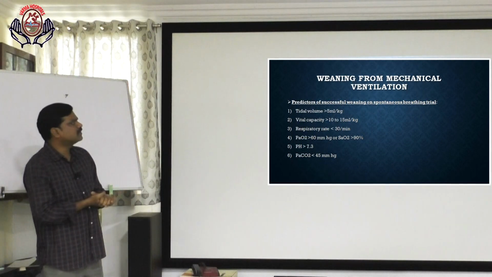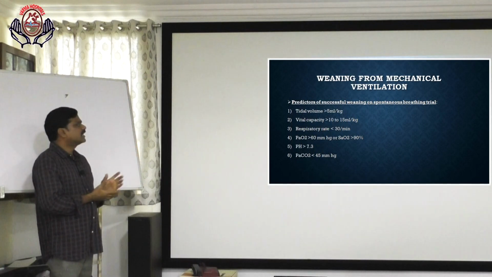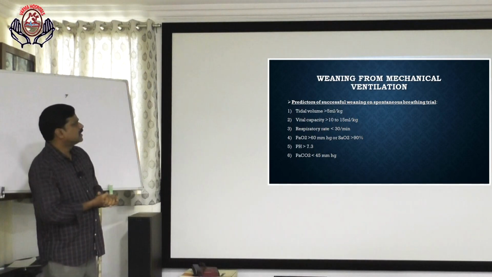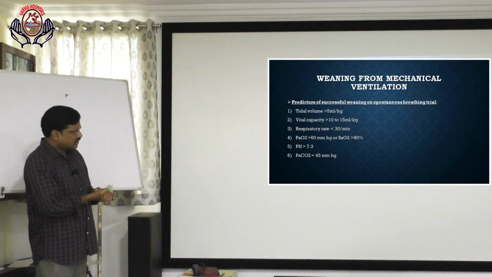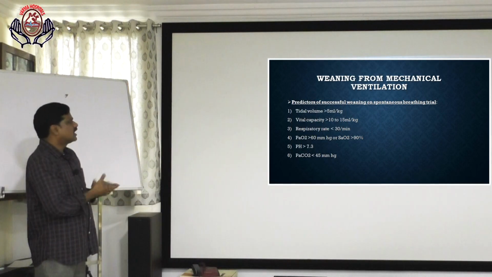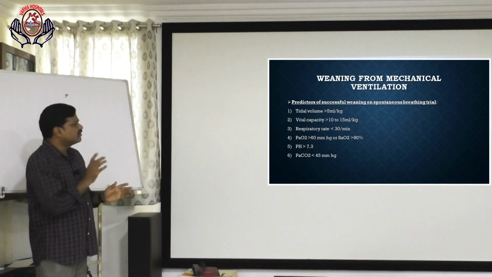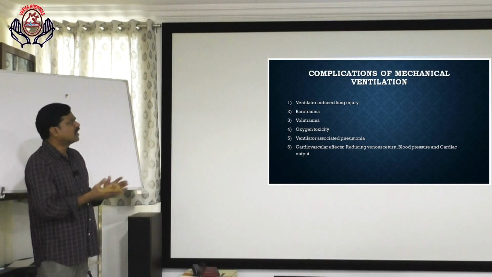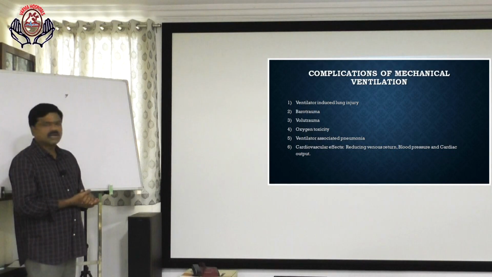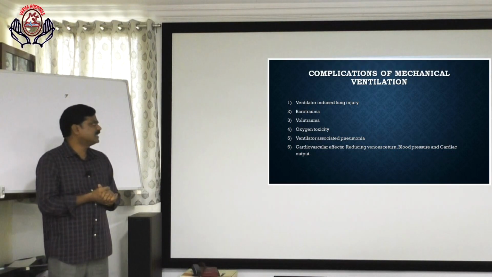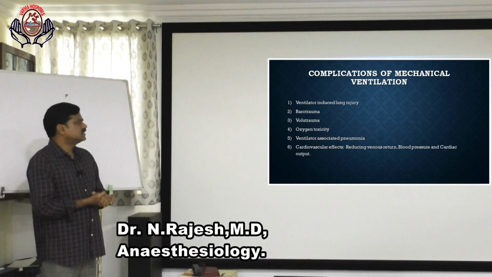Predictors of successful weaning on a spontaneous breathing trial: tidal volume greater than 5 ml per kg body weight, vital capacity 10 to 15 ml per kg body weight, respiratory rate less than 30 per minute, PaO2 greater than 60 mmHg or oxygen saturation greater than 90%, pH greater than 7.3, PaCO2 less than 45 mmHg. Complications of mechanical ventilation: ventilator induced lung injury, barotrauma, volutrauma, oxygen toxicity, ventilator associated pneumonia, cardiovascular effects, reducing venous return, blood pressure and cardiac output.